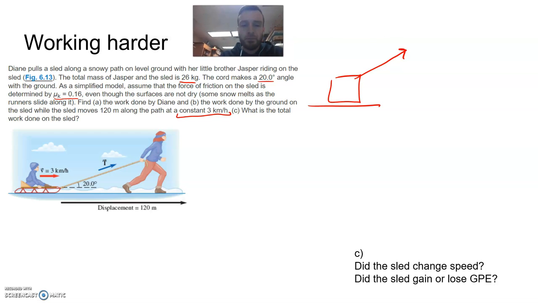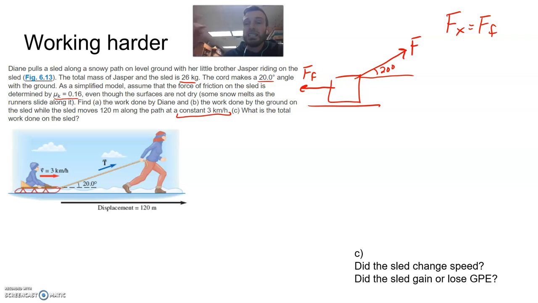Let me move myself over here. What that means is the pulling force. Did they give us the pulling force? Nope. That's fantastic. Didn't give us the pulling force, but it did give us some other information. All right, let's see what we do know. We know that there's a 20-degree angle here. We know that our pulling force is going to have an X component, which has to be equal to the force of friction. Why? Because we're going at a constant speed.